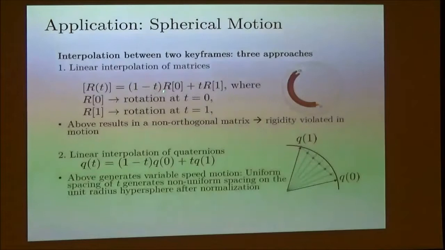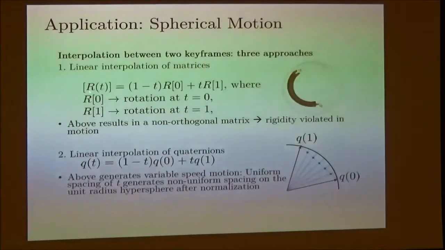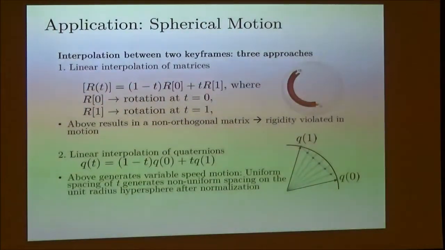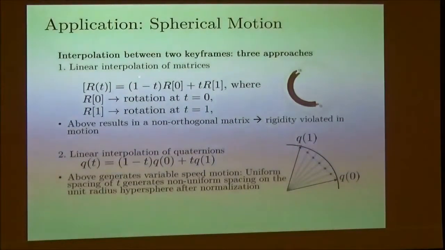But as you can see, for values of t other than 0 and 1, we will get R(t), the rotation matrix as a function of time, which is not necessarily going to be orthogonal. Which means that now you have to apply some orthogonalization scheme on it, like Gram-Schmidt, to get the matrix to be orthonormal. So if you do interpolation just with the rotation matrices, and you don't orthogonalize them, you will see distortion in the motion.